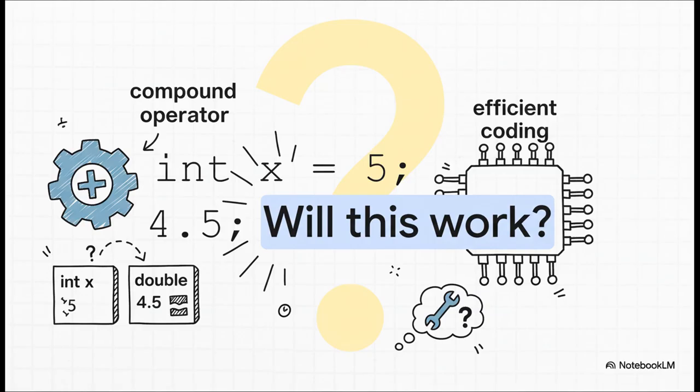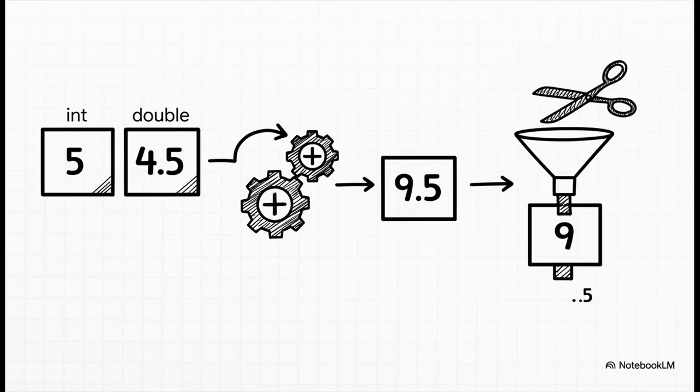Okay, let's look at something a little more advanced. We've got an integer, x, and we're trying to add a double, a number with a decimal point, to it. Now, usually Java gets pretty upset when you try to mix types like this without being explicit. So what do you think? Is this code going to work, or is it going to blow up? And the answer, which might actually surprise you, is yes, it works perfectly.